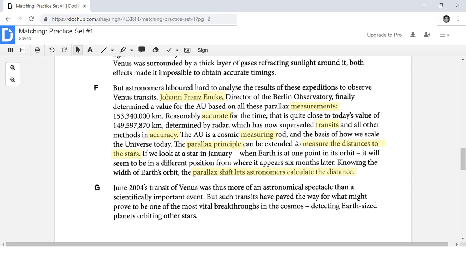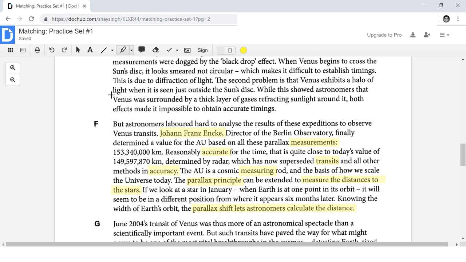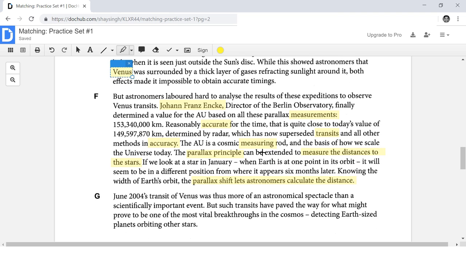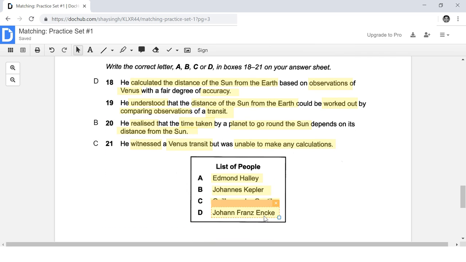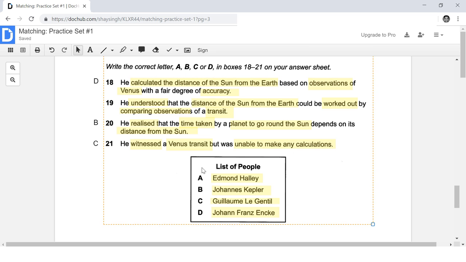All right, so it doesn't mention the word Venus here, but it's talking about transits, and I know that when they say transit, they're talking about Venus transits. So the word Venus appears in the previous paragraph, and they're still continuing that discussion about Venus and the transits of Venus. So I know that this is talking about the same thing. So the correct answer for 18 is going to be D. Johann Franz Encke, he was the one who calculated the distance of the sun from the earth. Great. Now let's knock out our final question, number 19.